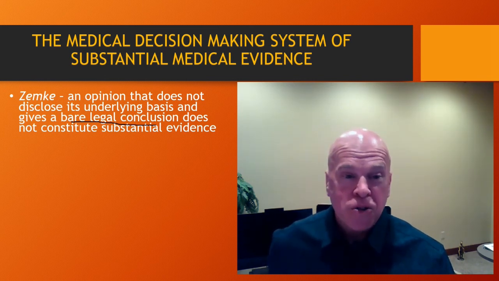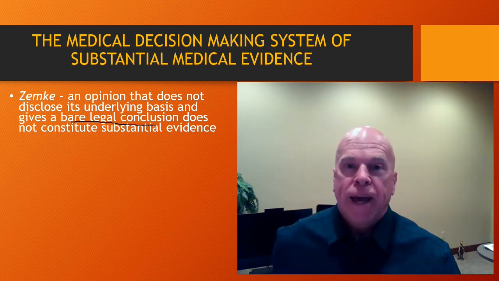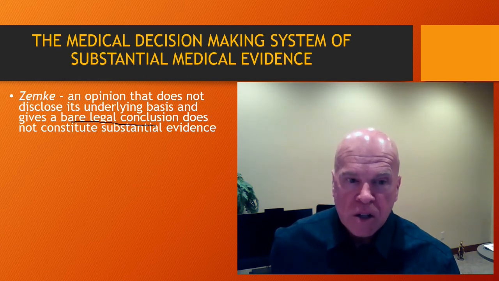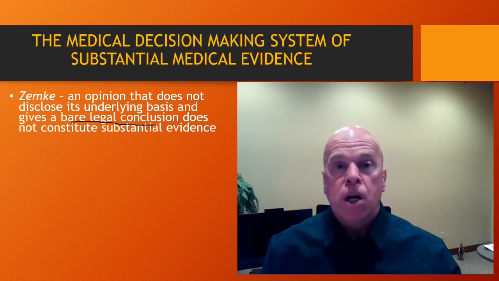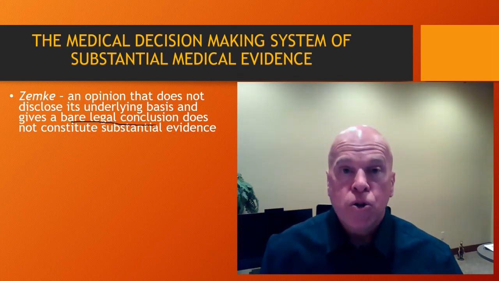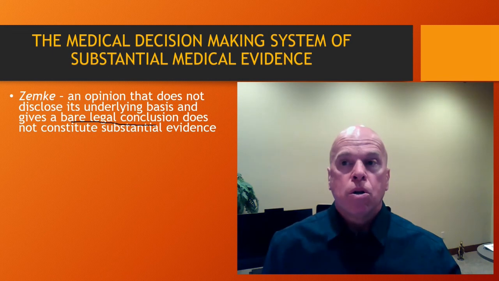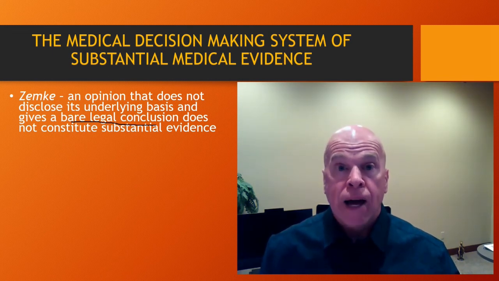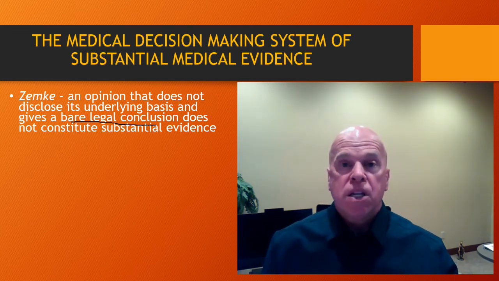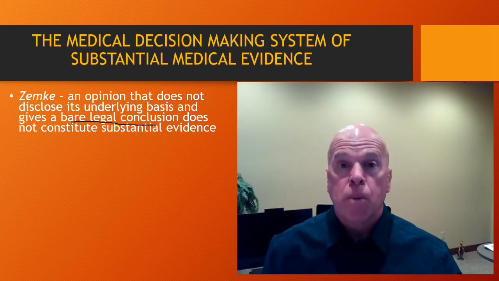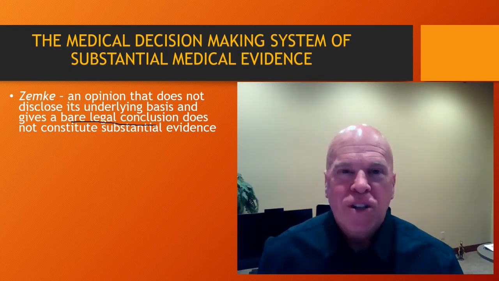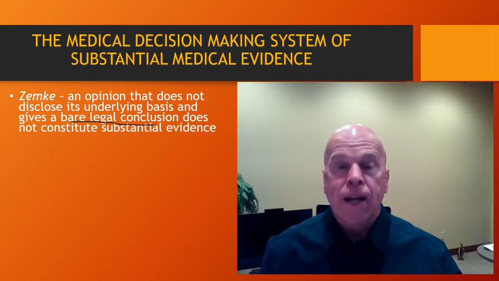That constitutes the bare legal conclusion. And the bare legal conclusion does not disclose its underlying basis. So that conclusion on apportionment is not a conclusion that the courts can use to resolve the matter, to resolve the liability for the employer. Therefore, what do we learn from this? We learn that any apportionment, approximate percentages, your apportionment opinion, must disclose its underlying basis in order for the courts to be able to use that opinion.